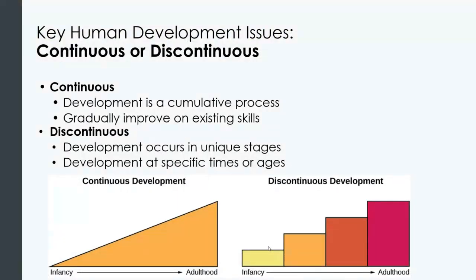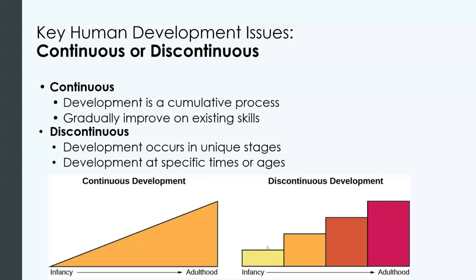One of the things that developmentalists talk about a lot is: is development continuous or is it discontinuous? Continuous means it builds on itself. So one stage is required in order for the next stage to be successful, and it continues to build on the skills that are being built. They're cumulative. So it builds on the previous stage. That's the continuous theory of development.